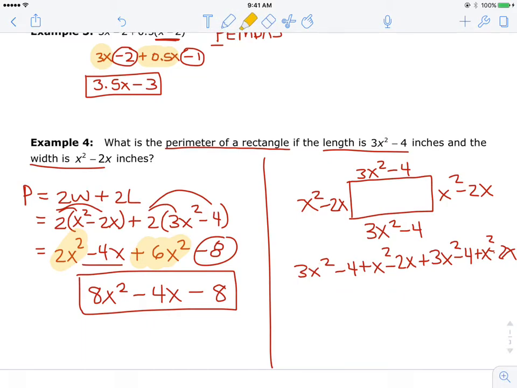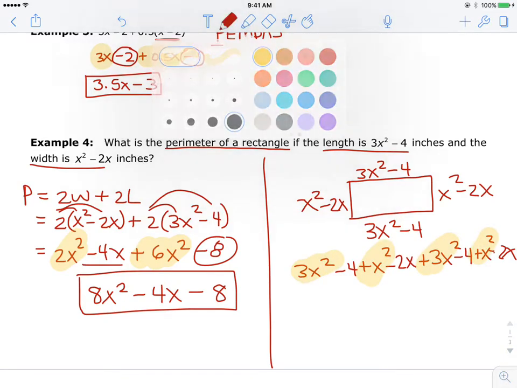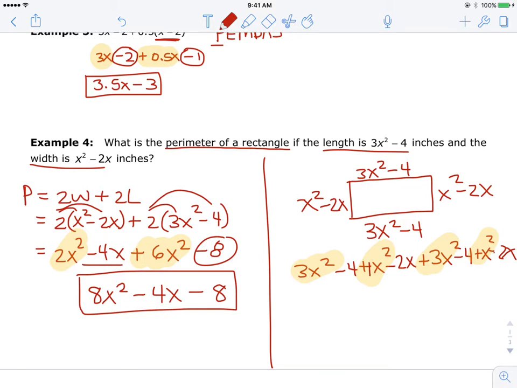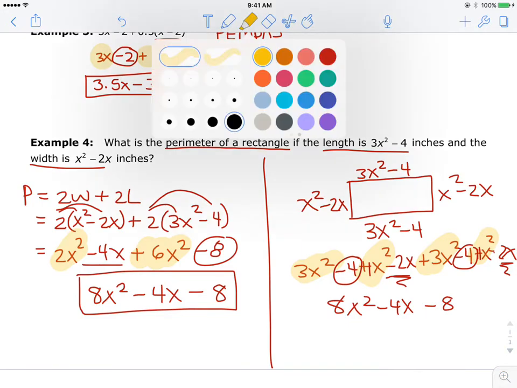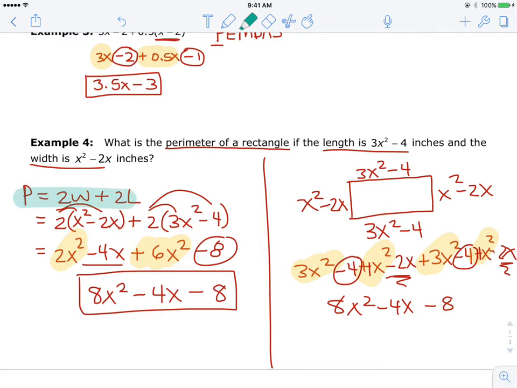I've got 3x squared and x squared and 3x squared and x squared. Don't forget that there are 1's in front of these. So I've got, let's see, 3 plus 1 is 4. Yeah, it's going to give me 8x squared. I've got a negative 4 and a negative 4. That's going to be a negative 8. And then here in the middle, I've got a minus 2x and a minus 2x on the end, so minus 4x. If you choose to do it this second way, you are still responsible for knowing this formula. You have to know that perimeter formula.